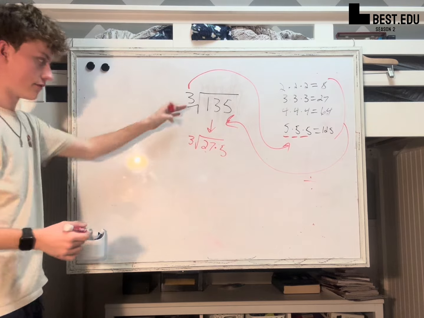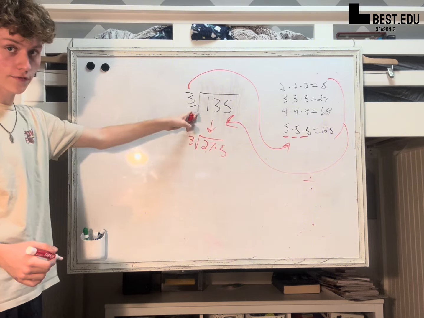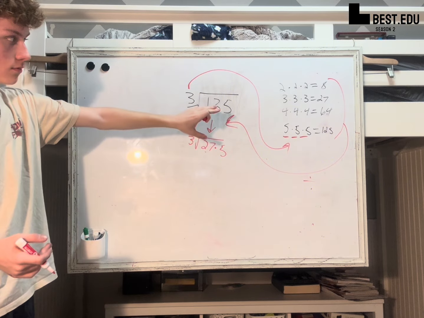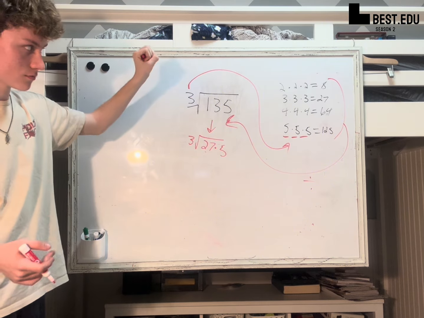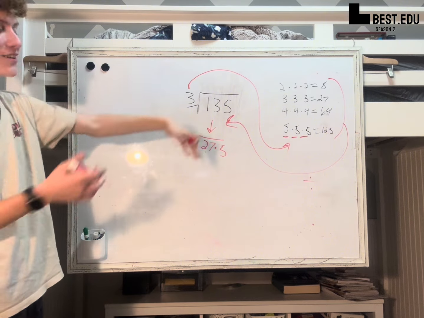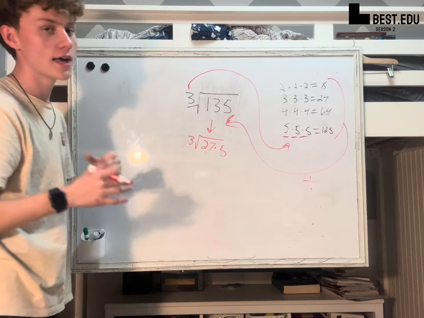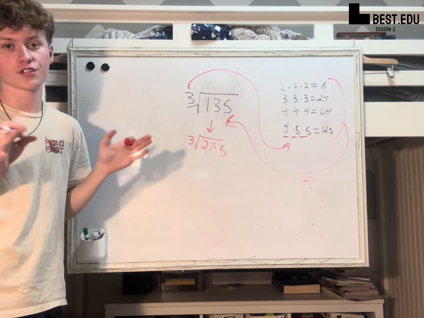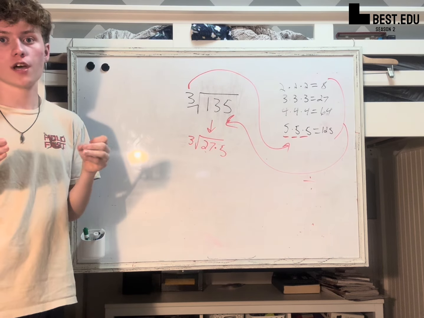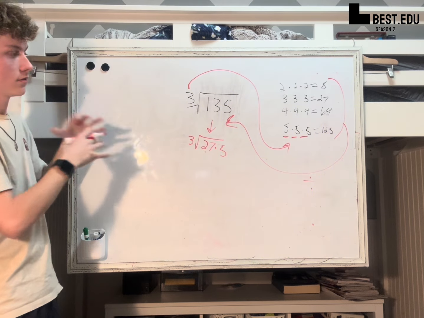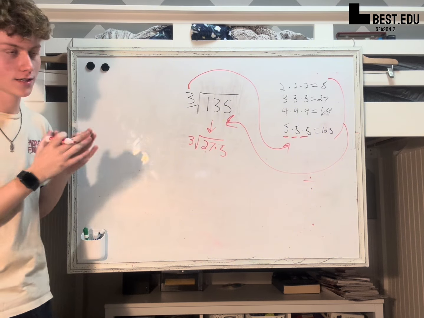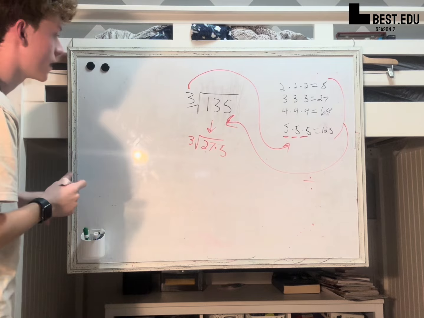So 27 times 5 is 135, which is a multiple of 3 times 3 times 3. You can see what we're doing here, right? If you need to, please pause this video. I should have said that at the beginning. Pause this video and analyze kind of what I'm doing, right? Because this is a complicated topic.